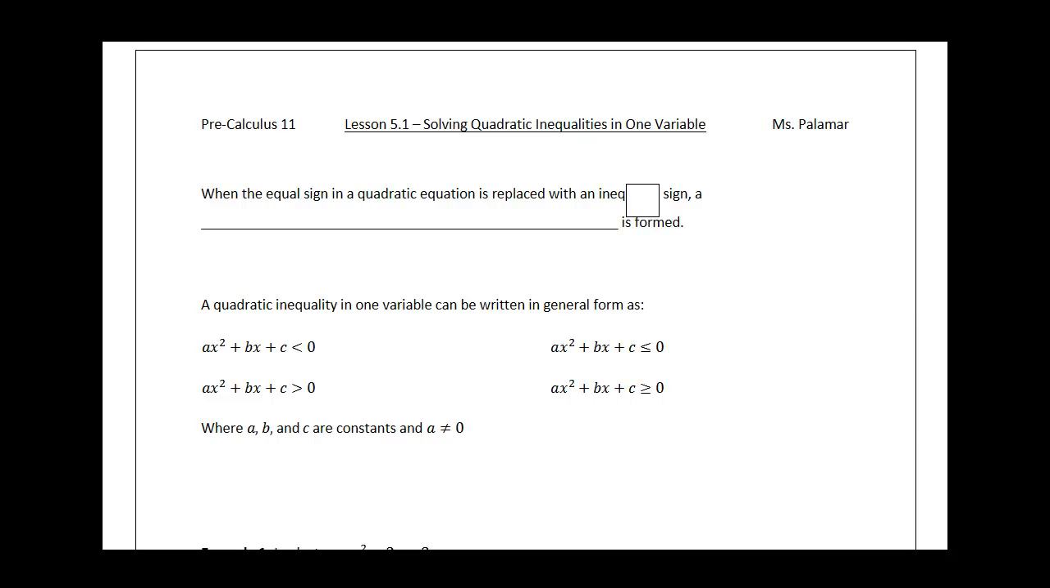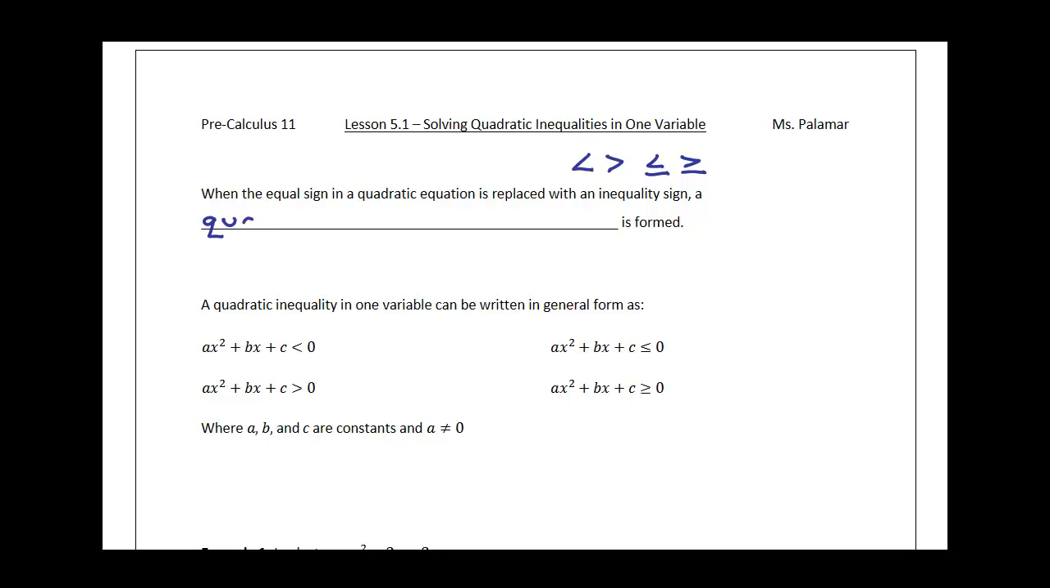So our first lesson here, 5.1, we have solving quadratic inequalities in one variable. So let's just dive right in. When the equal sign in a quadratic equation is replaced with an inequality sign, just a reminder, inequalities are less than, greater than, less than or equal to, and greater than or equal to.